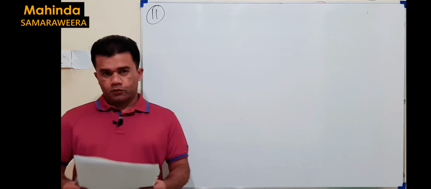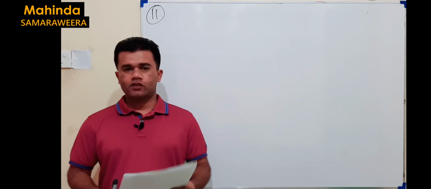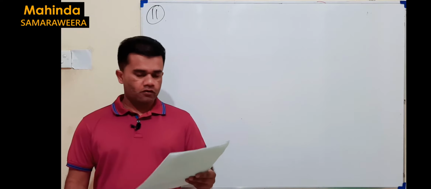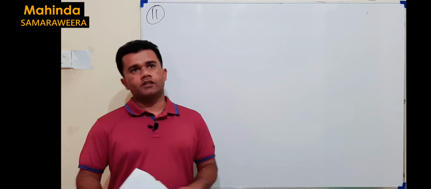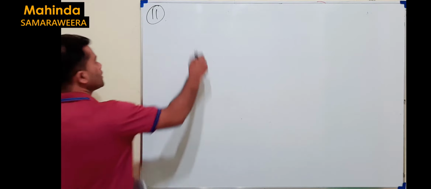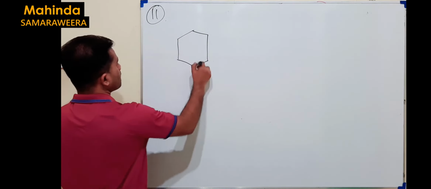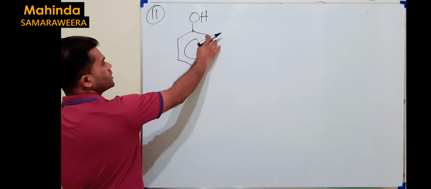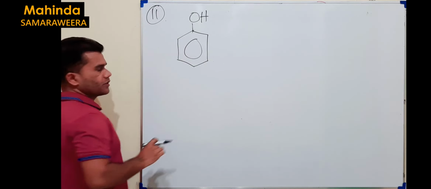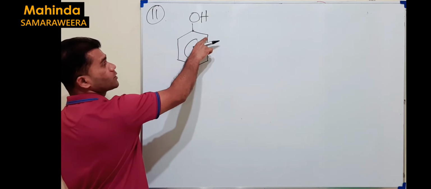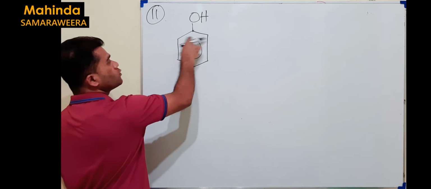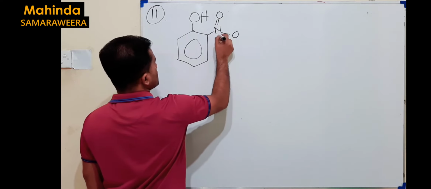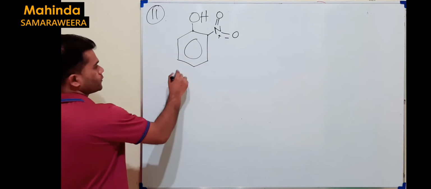Okay, we are on the 11th question. Orthonitrophenol, where O stands for ortho, is more volatile than paranitrophenol due to what reason? Phenol is this. These two positions are identified as ortho positions. If the carbon with OH is labeled number 1, this is number 2 and this is the other number 2. These two are ortho. Then we get the nitro group on the ortho position. That's called orthonitrophenol.